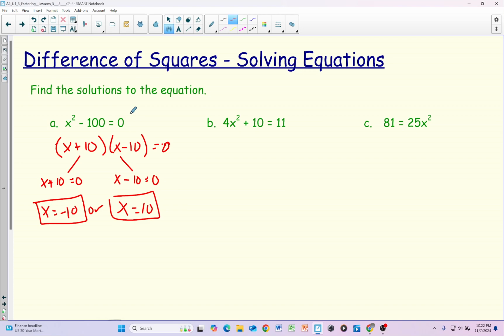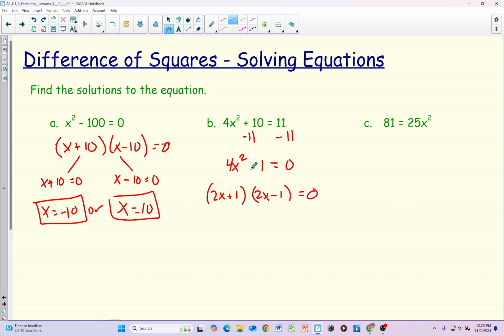Okay? Like, look at this one. This one says that you have equals 11. So in order to factor to solve, the equation should equal 0. So let's subtract 11. So I get 4x squared minus 1 equals 0. Okay, well, can I factor this? Is this a difference of squares? Sure is. 4, so that's 2x, right? 2x plus 1, 2x minus 1.